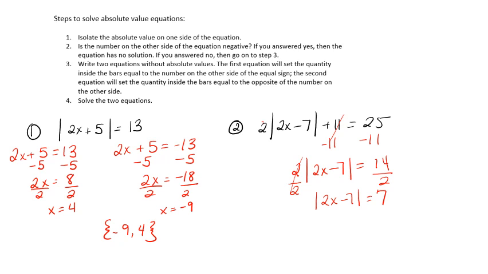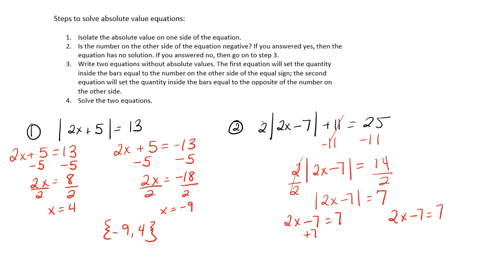I look at that and I say, all right, that absolute value does equal a positive. So there will be a solution to this. There'll be 2. So I'm going to say, all right, 2x minus 7 can equal 7. 2x minus 7 could also equal negative 7. And I'm going to solve these 2 equations and get my 2 solutions.